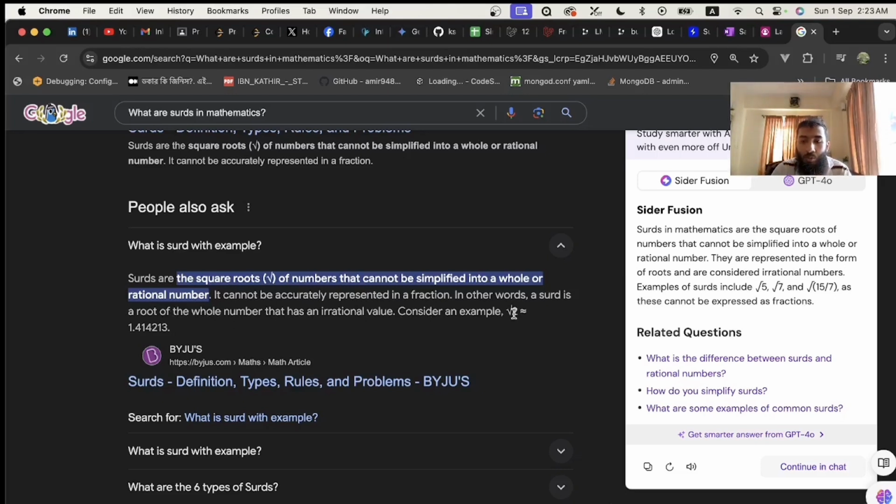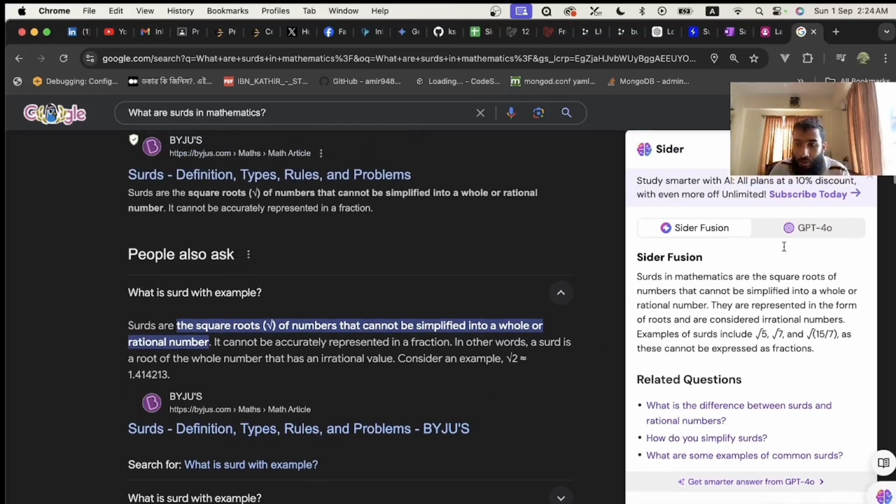So consider an example. Root 2 is very close to 1.414, but it's not the exact fraction, it cannot be represented. That's why it shows approximate. So if I go to the tool that I used, the answer you can get here is also similar. Surds in mathematics are square roots of numbers that cannot be simplified into a whole or rational number. So they are represented in the form of roots. These surd numbers are represented in the form of roots and considered irrational numbers. Examples of surds include root 5, root 7, root 15 by 7, etc.